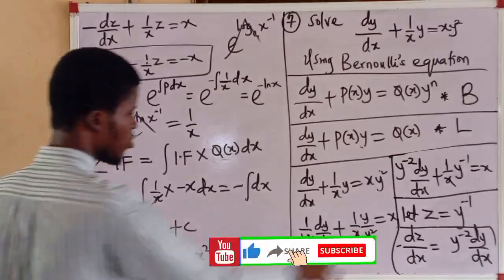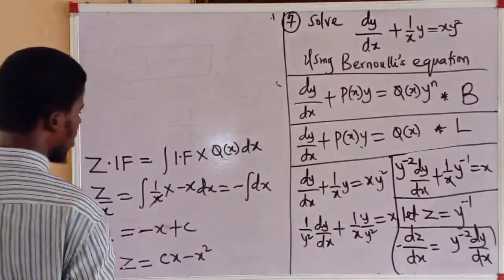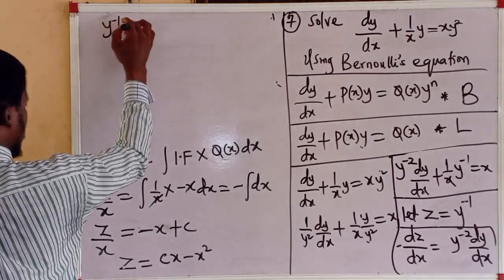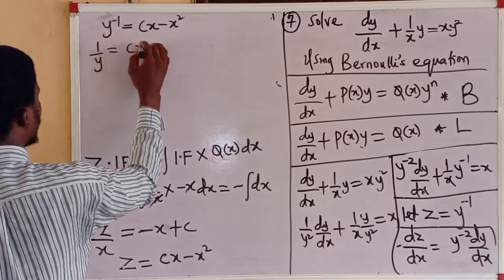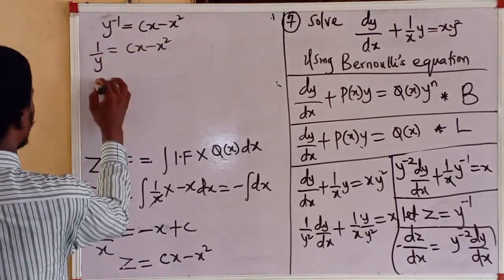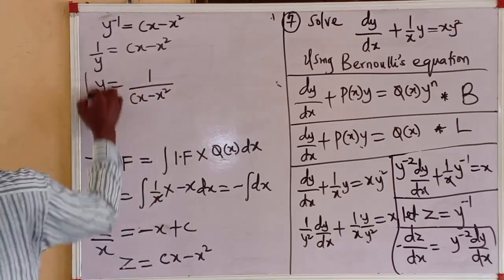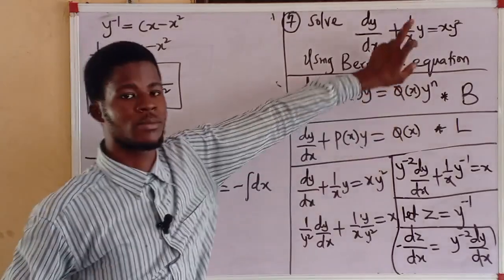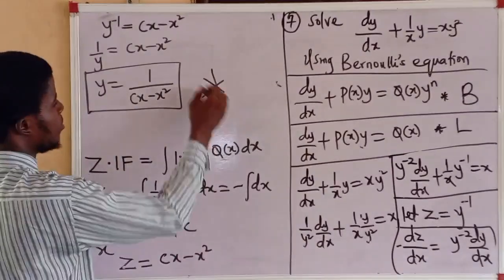So recall that z is equal to y to the power of minus 1. So I want to write that now here. So we'll be having y to the power of minus 1 equal to cx minus x squared, and this is 1 over y equal to cx minus x squared. If I reciprocate both sides to make y the subject, y will be equal to 1 all over cx minus x squared. This is the solution of this Bernoulli's equation. This is the general solution to the equation. So this is what we are actually solving for.